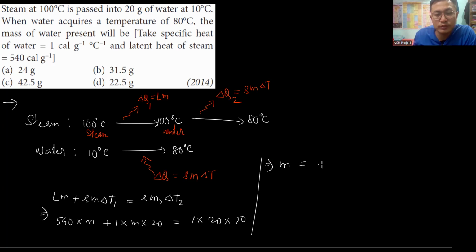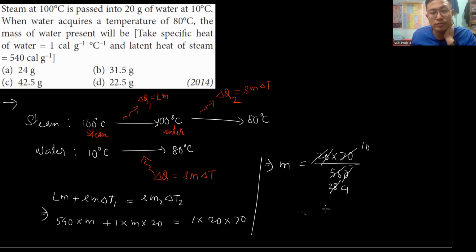So M is equal to 20 into 70 divided by 540 plus 20, which is 560. Simplifying, 70 by 28 gives 10 by 4, which is 2.5. Yes, this is 2.5 grams.